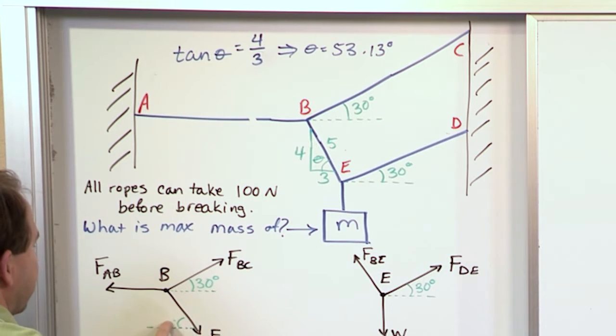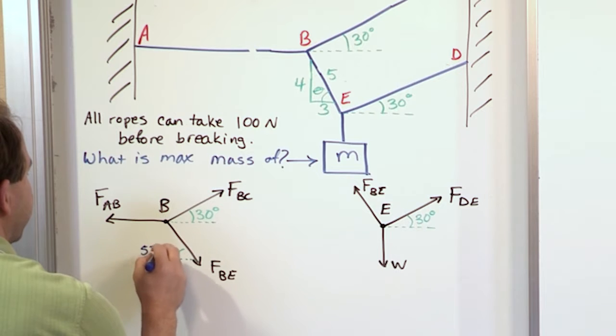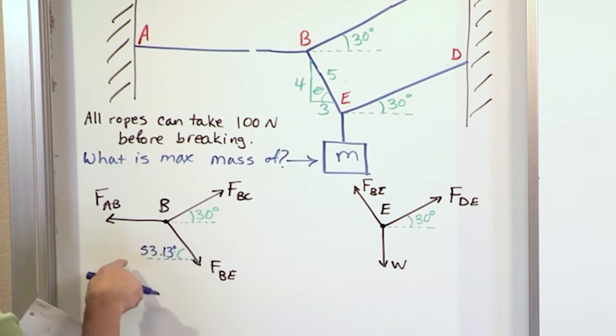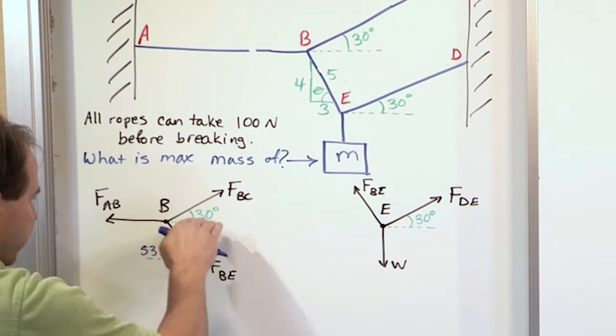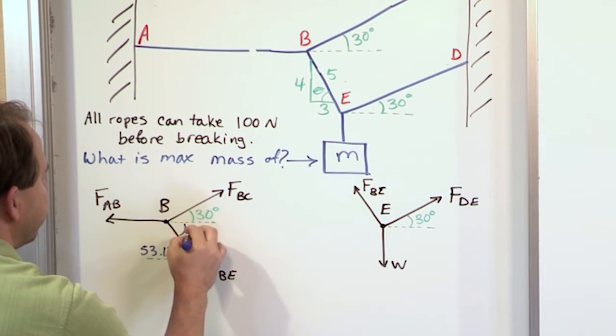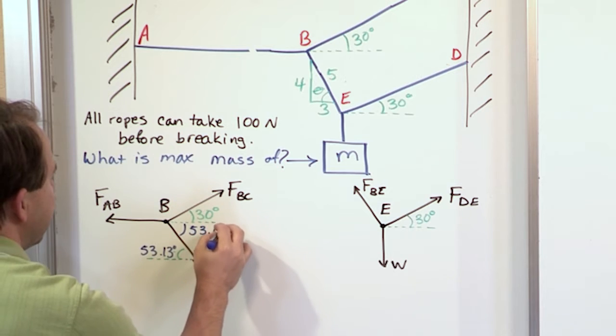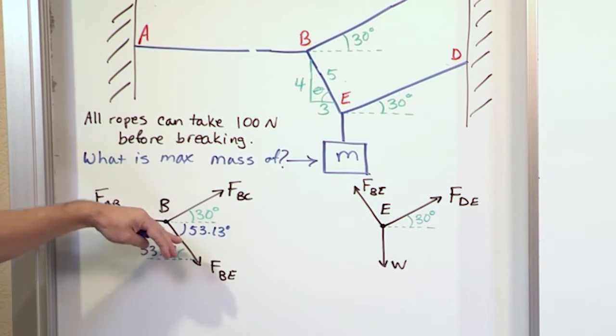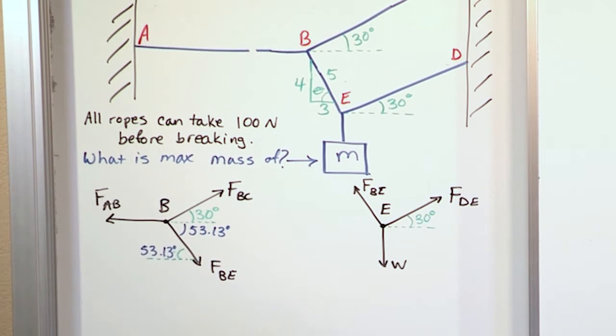So basically this angle here is 53.13 degrees. And if you look, here's a horizontal line, here's a horizontal line. These are alternate angles here. So from your geometry, this is also 53.13 degrees. And that is the angle we really want to help find our sines and cosines.